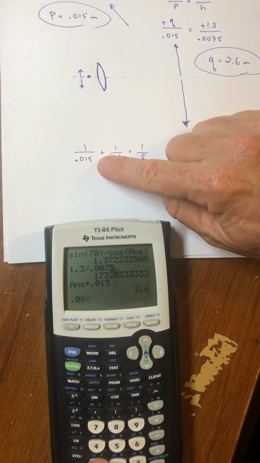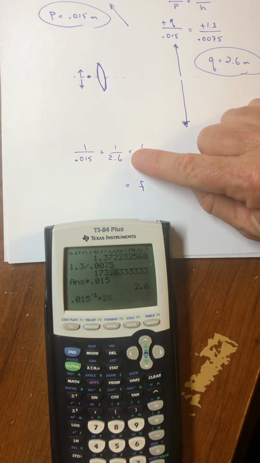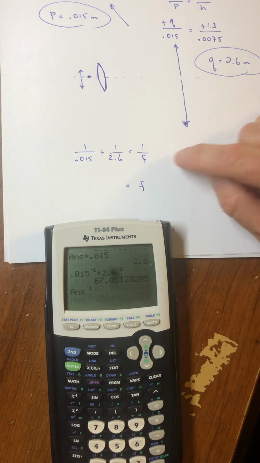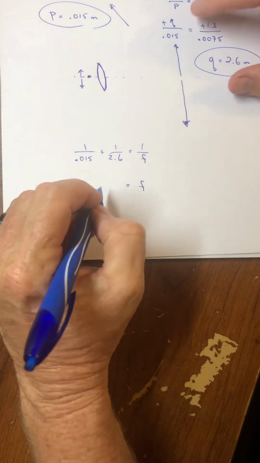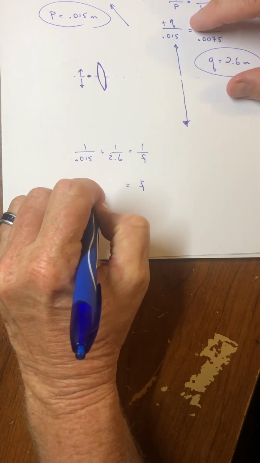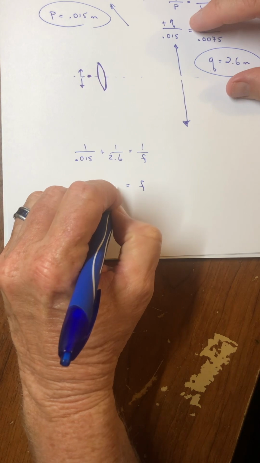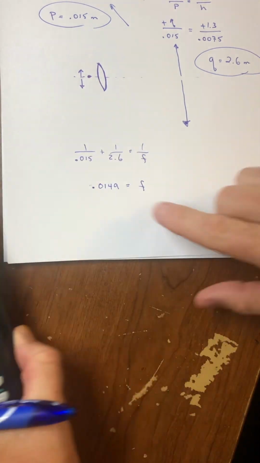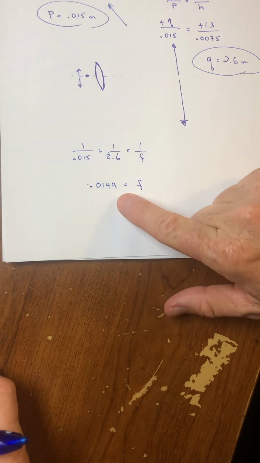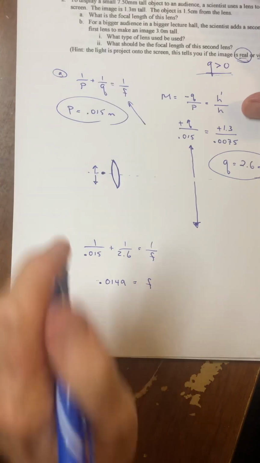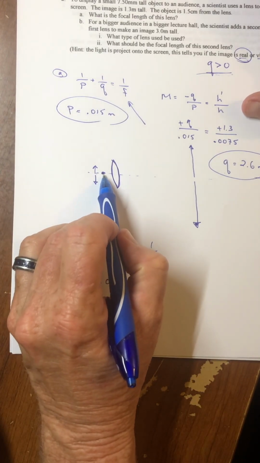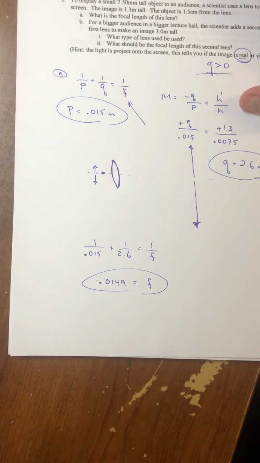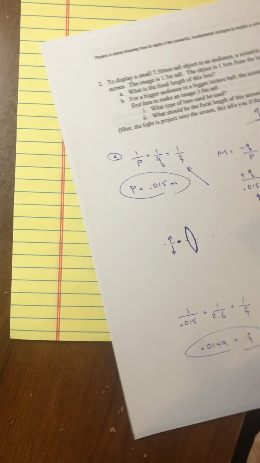So this first one is 0.015, the reciprocal of that, added to 2.6, reciprocal of that. I'll hit equals, that equals the reciprocal of F, so take the reciprocal, and sure enough, we are at 0.0149. Wow. Okay, see, really, really close. We're only 1 millimeter further from the focal point. Okay, and so that's how we get the big magnifications.